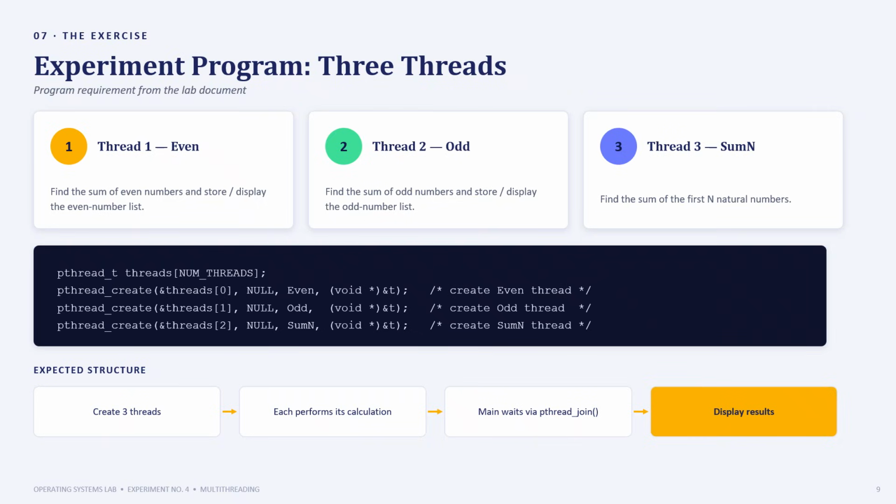See the small code on the screen. We are declaring an array of pthread_t called threads with the size NUM_THREADS. Then we call pthread_create 3 times, one time for even, one time for odd, and one time for sum n. So the expected structure of our program is first create 3 threads, then each thread performs its own calculation, then main function waits using pthread_join, and finally we display the results. Let us see the full logic in the next slide.